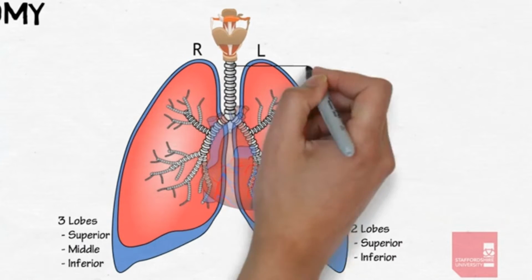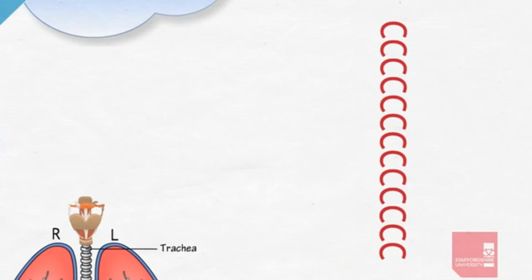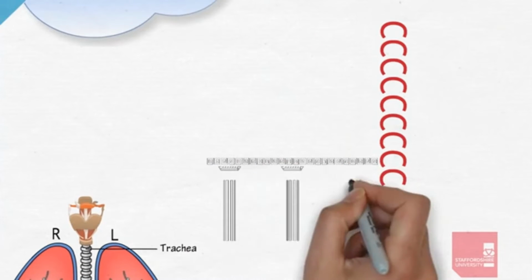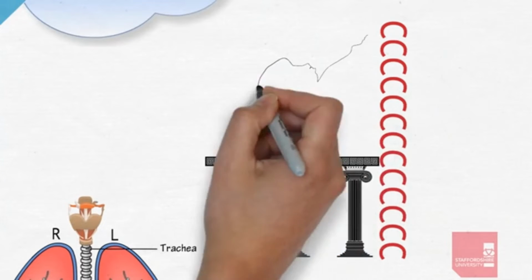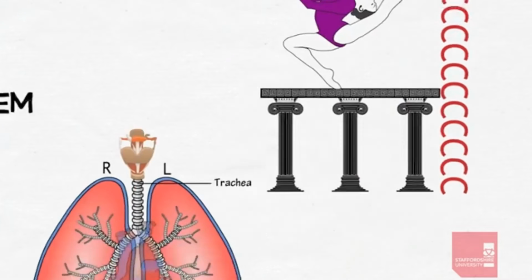Supplying the lungs with air is the trachea, which contains between 15 and 20 C-shaped rings of cartilage, which provide not only structural support to prevent the trachea closing in on itself, but also a degree of flexibility to allow food to travel down the esophagus, which runs posterior to it.